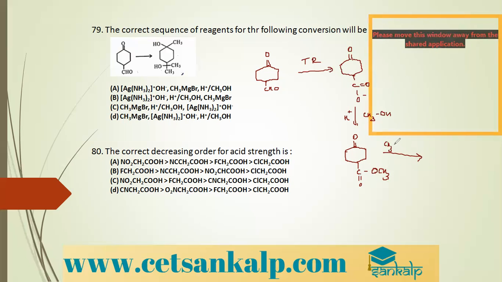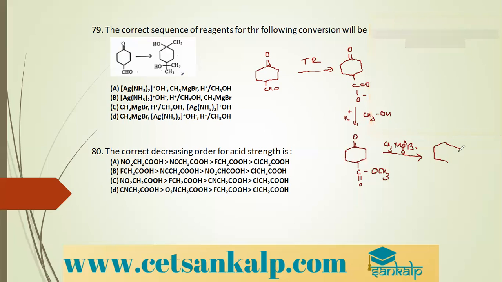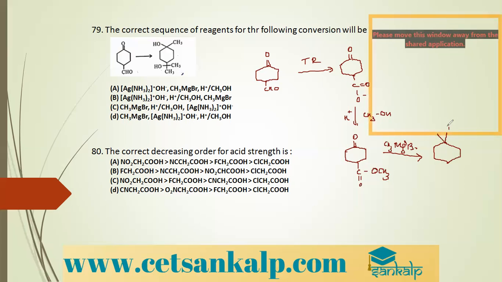Further, when I treat it with Grignard's reagent, CH3MgBr, what do I get? Grignard's reagent reacts with the carbonyl groups. So here it gets converted to CH3 and OH. I get C, OH, CH3, CH3. So did I get the compound? Yes. So the correct option is option B. 80th question.